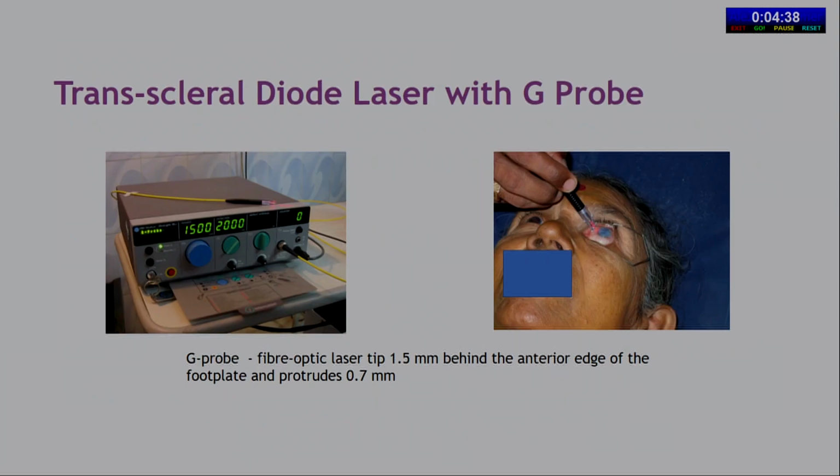So I have been using the transscleral diode laser with the G probe for many, many years now, more than a decade. The G probe, as it is called, has a fiber optic tip, 1.5 mm, which protrudes. It is kept 1.5 mm behind the anterior edge of the footplate and protrudes about 0.7 millimeters. The tip is a little bulge in the footplate. And these are some of the standard settings: about 1500 to 1800 milliwatts of power, about 2000 milliseconds, and then you can keep it in repeat mode if you want and keep doing the laser.